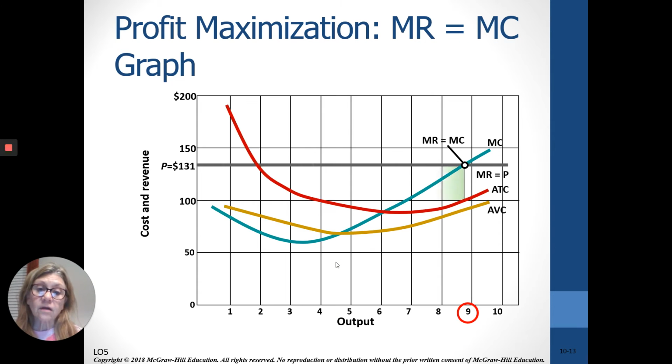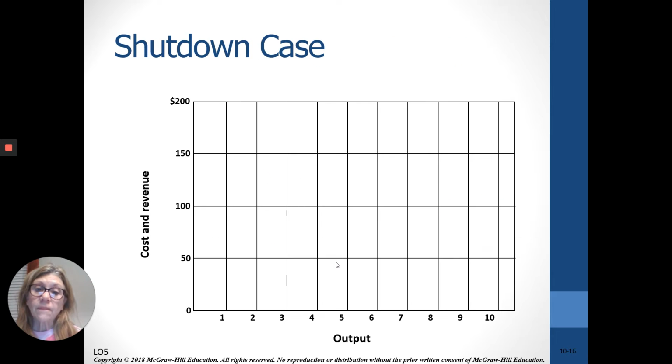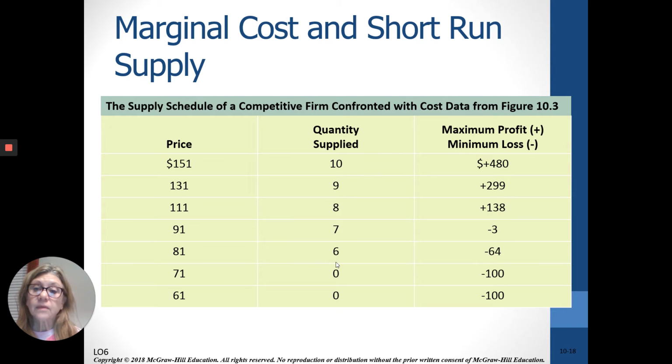So let's flip back over to that data on the short run supply curve. And we see that, yes, at $151, we would supply 10 and would have an economic profit of $480. Another price that was not figured previously: what if the price is $111? And they're just throwing prices out here. What if this was the price that the market determined?